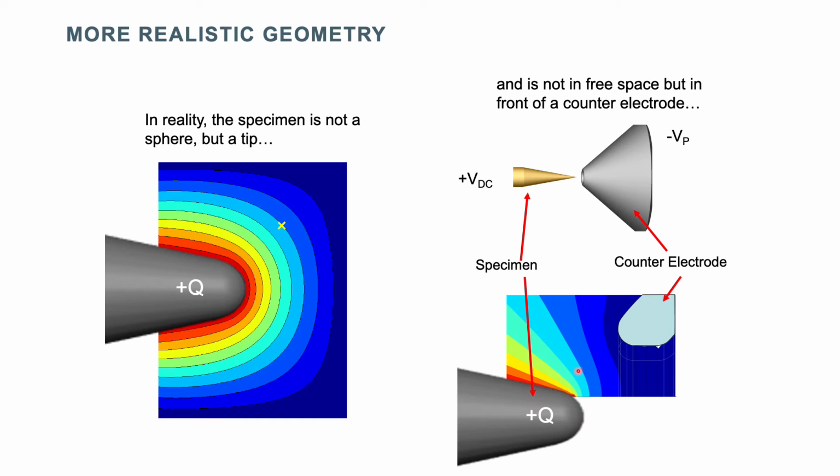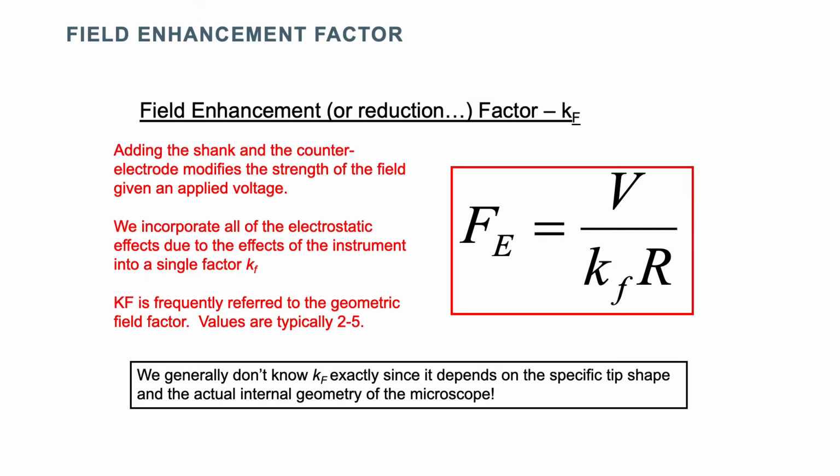And so if we look at the distribution of the potential in a more realistic system with the counter electrode not far from the needle, this is what the potential will look like. And so to model this, the fact that we don't have exactly a sphere, what we typically do is assume that the field is the voltage divided by the radius, and then we divide this field by a certain factor, which is the field enhancement or, more accurately, field reduction factor, k_f, which varies from typically 2 to 5, and is dependent on the specimen's geometry, the distance between the specimen and the counter electrode, and so on and so forth.